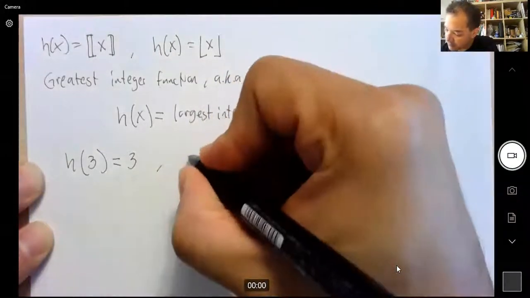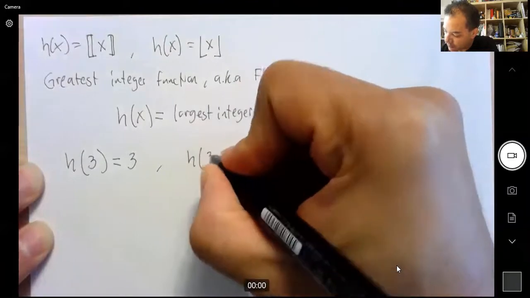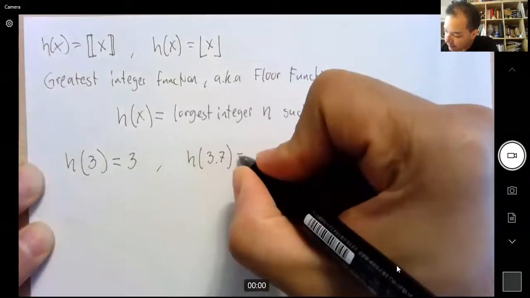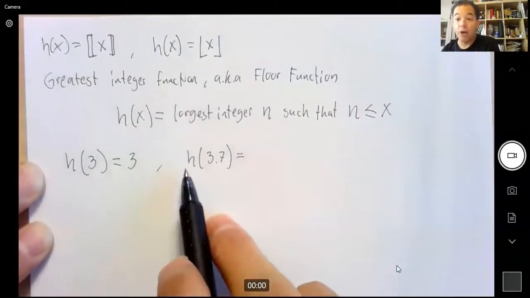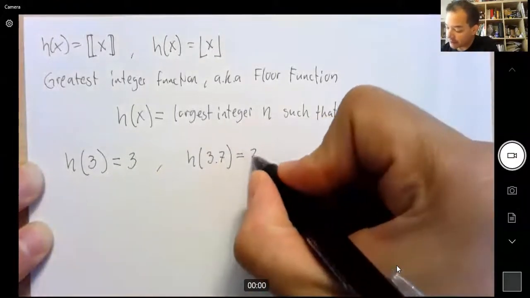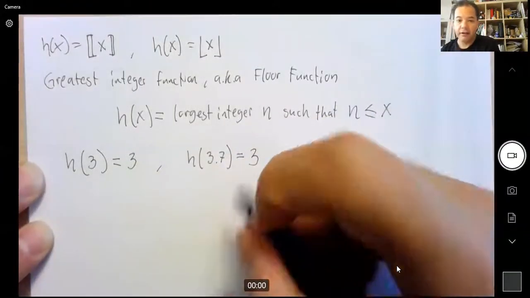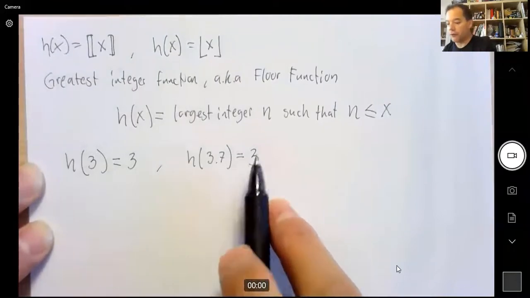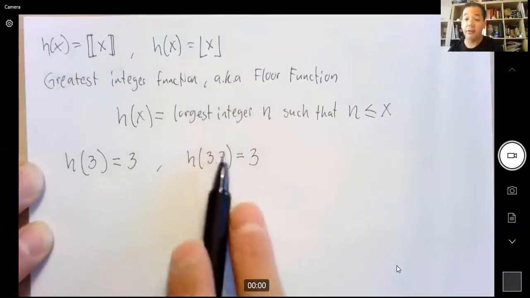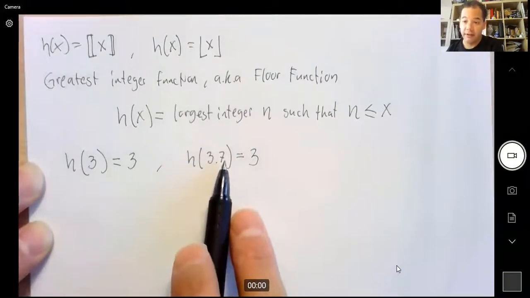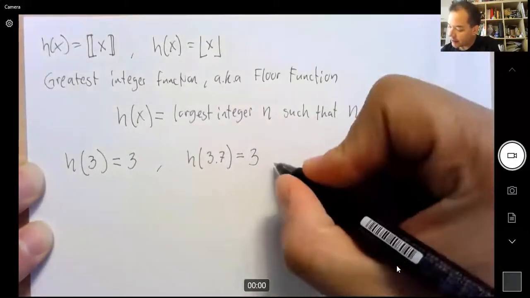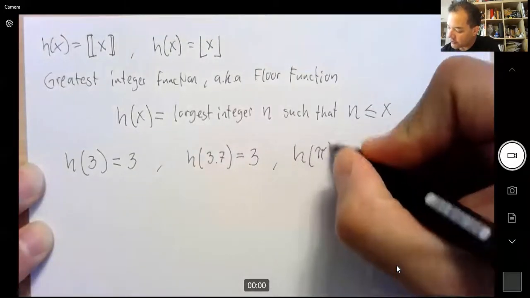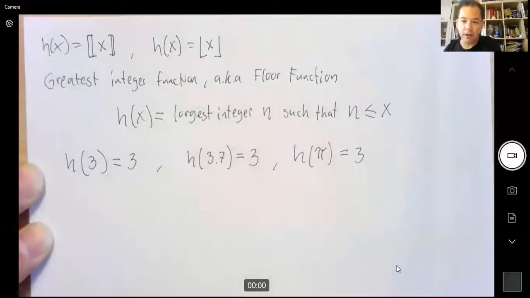But if you pick something in between, like say h of 3.7, then we're looking for an integer that is smaller than 3.7, but as large as possible. It has to be 3, right? And now maybe you can see why we call it the floor function, because essentially we're dropping the fractional part, the decimal, so to speak. It's like keeping only the integer part. And here's another example. h of pi, well, that's going to be 3 as well. All my examples are 3.